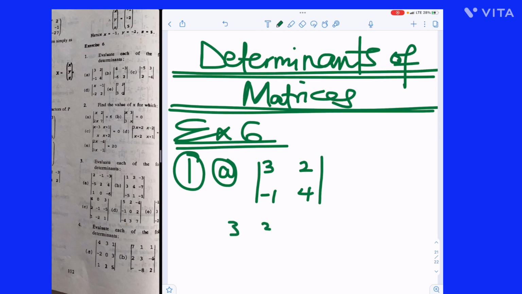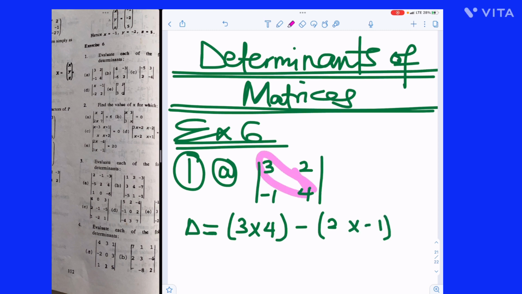The matrix would have been 3, 2, -1, 4. But when we are looking for determinants, these brackets will change to long bars. We are looking for the determinant of this. Determinant is symbolized by the symbol delta, and it will be 3 times 4 minus 2 times -1. So I'll multiply the numbers in this diagonal and multiply the numbers in this diagonal and subtract this one from this one.